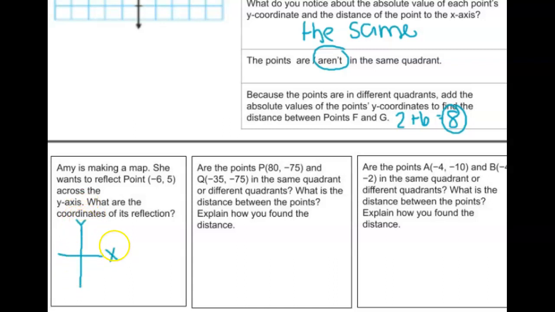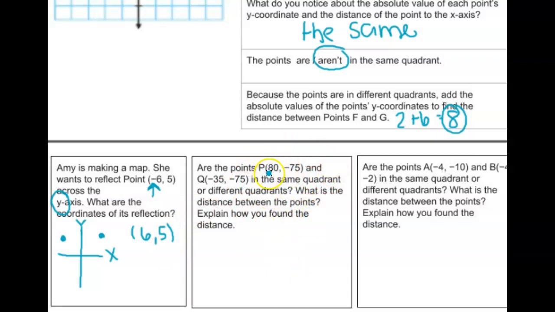the y is right here, the x is right here. So -6, 5. Remember, -6, 5 would be over in this area. If we acted like this was paint and we folded it across, it would come over here. So anytime we reflect across the y, the sign on the x changes. So we would be at 6, 5. Anytime we reflect across the x, the sign on the y changes. So let's take a look at the next one.